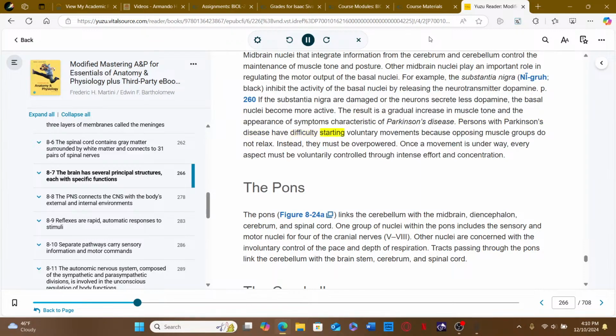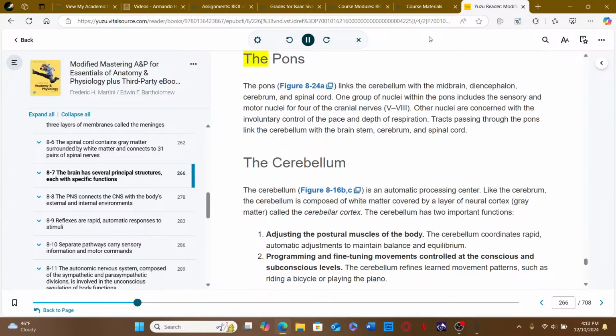Persons with Parkinson's disease have difficulty starting voluntary movements because opposing muscle groups do not relax. Instead, they must be overpowered. Once a movement is underway, every aspect must be voluntarily controlled through intense effort and concentration.